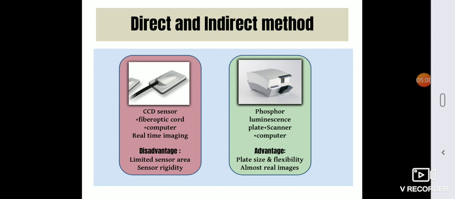The main disadvantage is the sensor, as you can see in the picture on your slide. It has a limited area of vision, and it can only depict one or two teeth images, and the sensor which is used in the direct method is very rigid, and it is attached to the wire. So many times it becomes difficult since it is not as flexible as the film which is used with conventional radiography, and especially in posterior areas it becomes very difficult to carry out the imaging.